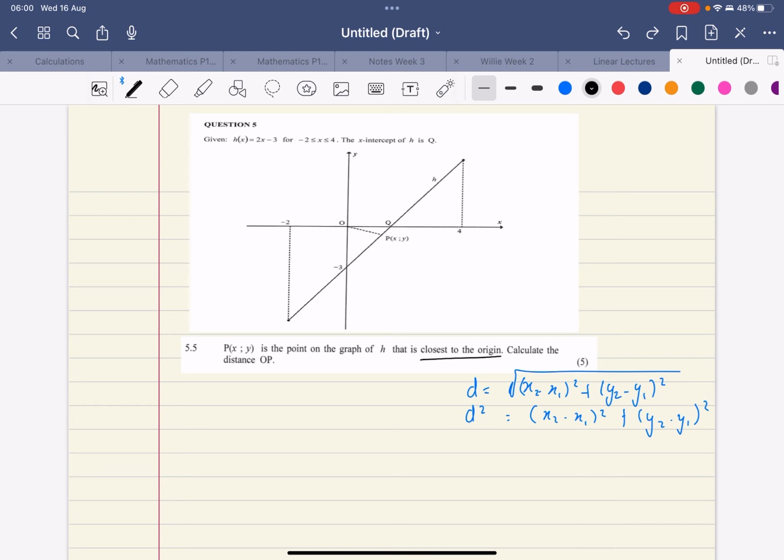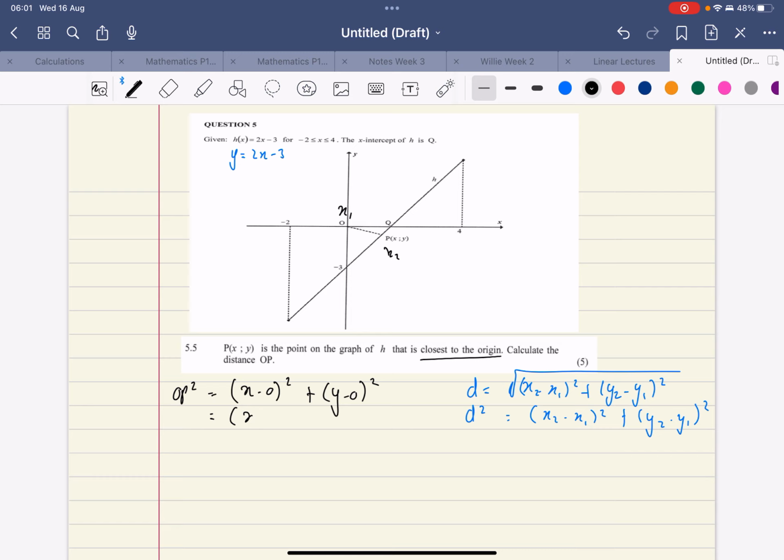Okay, so let's do this in the context of OP. So OP squared then is going to be equal to, I'm going to take P as x2 and the origin as x1, so then we'll have (x minus 0) squared plus (y minus 0) squared. Okay, so this doesn't look too helpful yet because OP squared is now in terms of x and y. But remember, we're given the function in terms of y. y is equal to 2x minus 3, right?